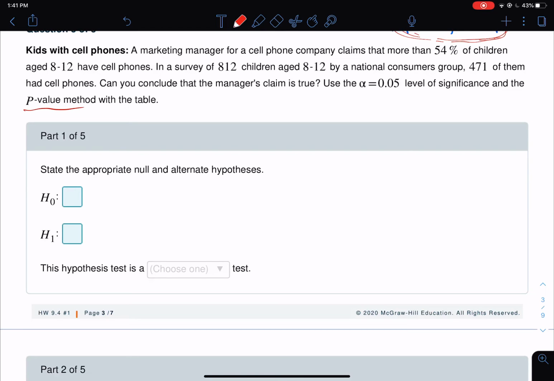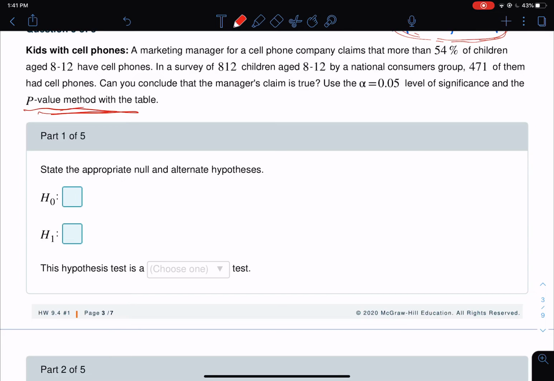I will ask p-value questions. I don't want to mislead. I will ask p-value questions, or ask you to do this using a p-value method. But I'm not going to, on the test, ask you to do a p-value method that requires you to look up p-values on a t-distribution because of the lack of accuracy, I guess, on the t-distribution tables.